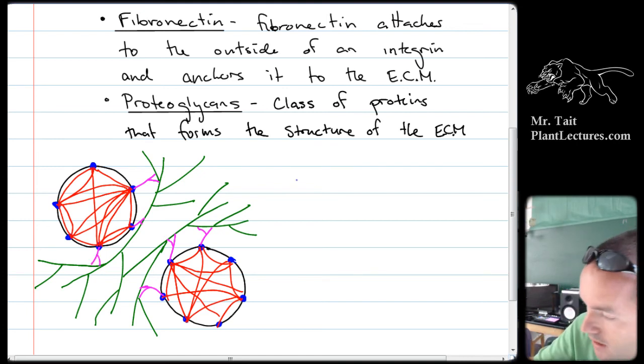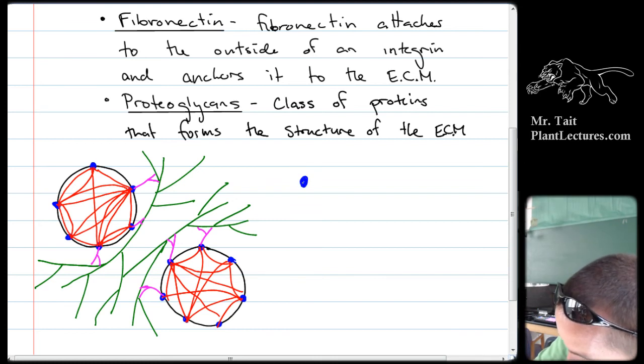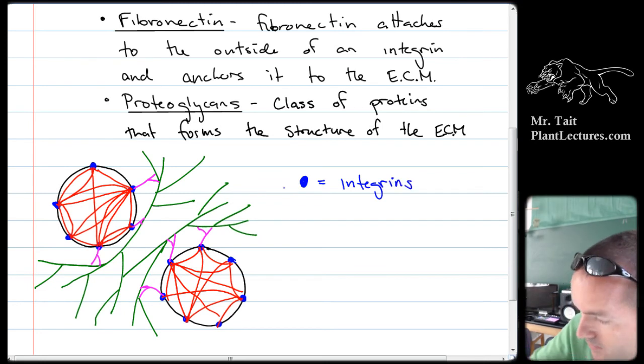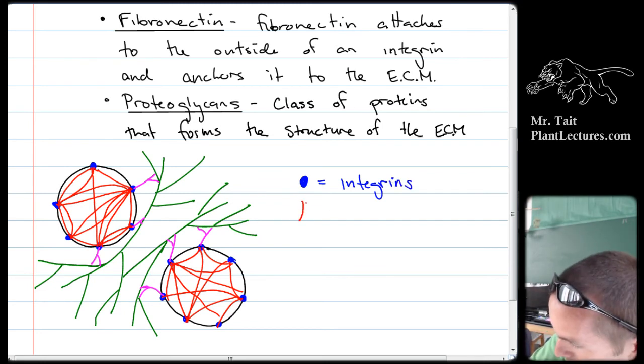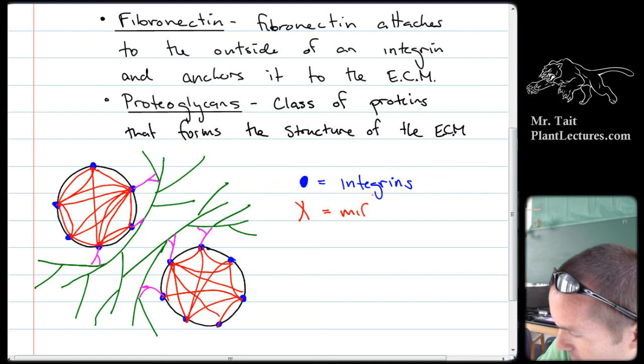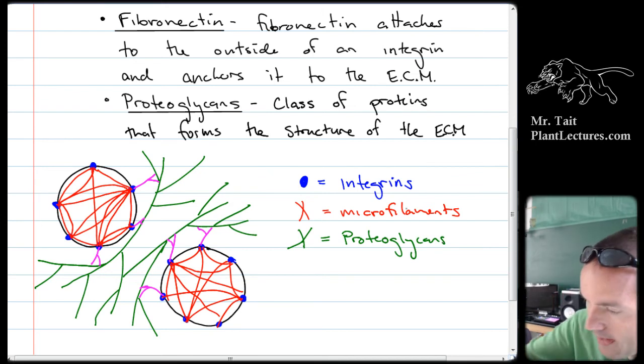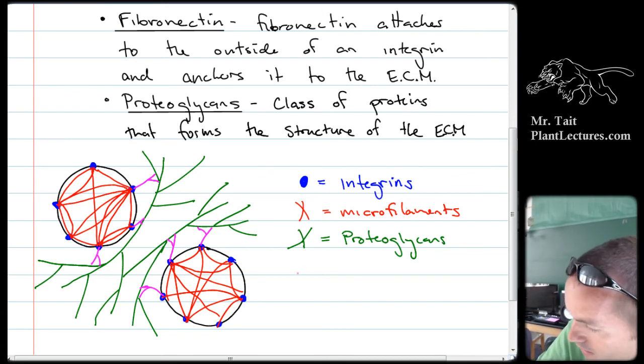Okay, so we got some different parts in here. These things, those were the integrins. Those things, that was microfilaments. The green things, the green branchy things, those were the proteoglycans. And then the pink things are fibronectins.